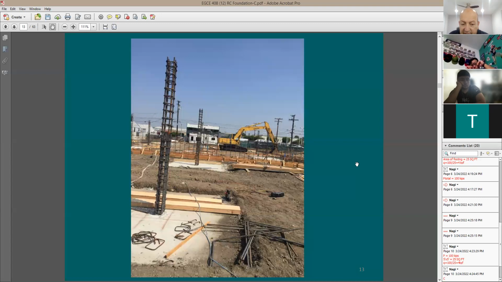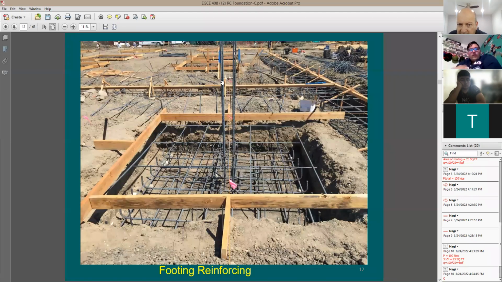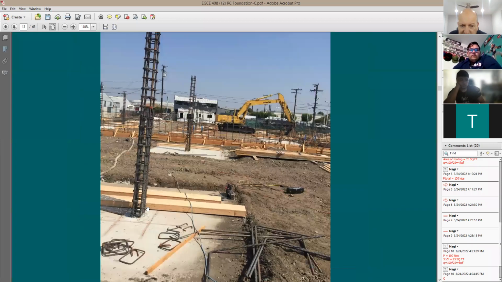Now they cast the concrete. You see here the footing is done, and the column is sticking up out. So look at this, the column here, we call these dowels, right? And then they come here, they put these dowels, they're still sticking up, and now they start to put the reinforcing for the column.